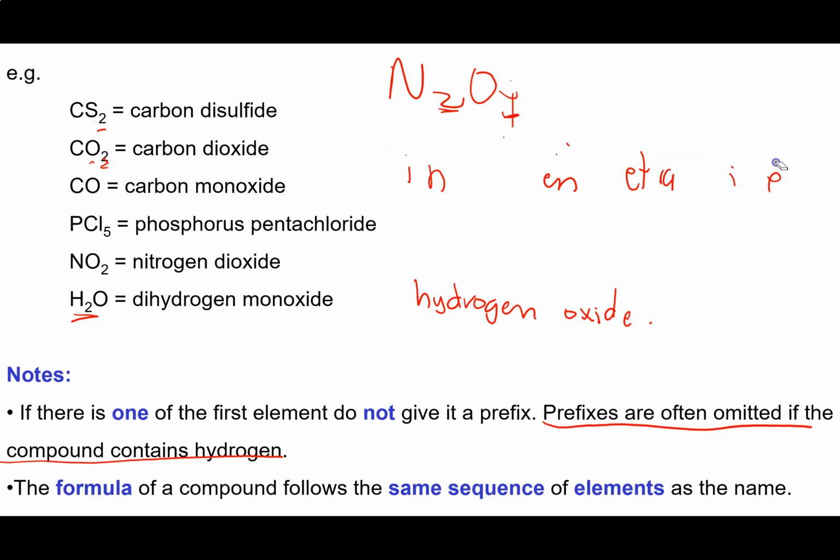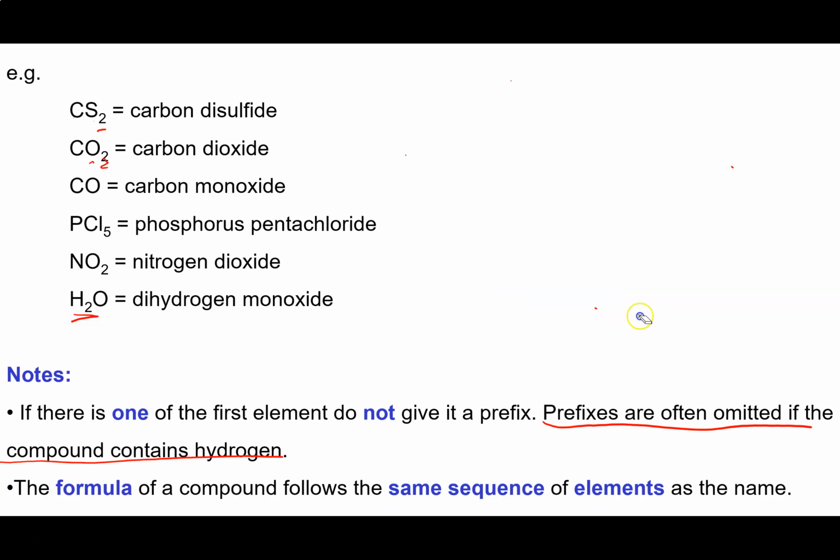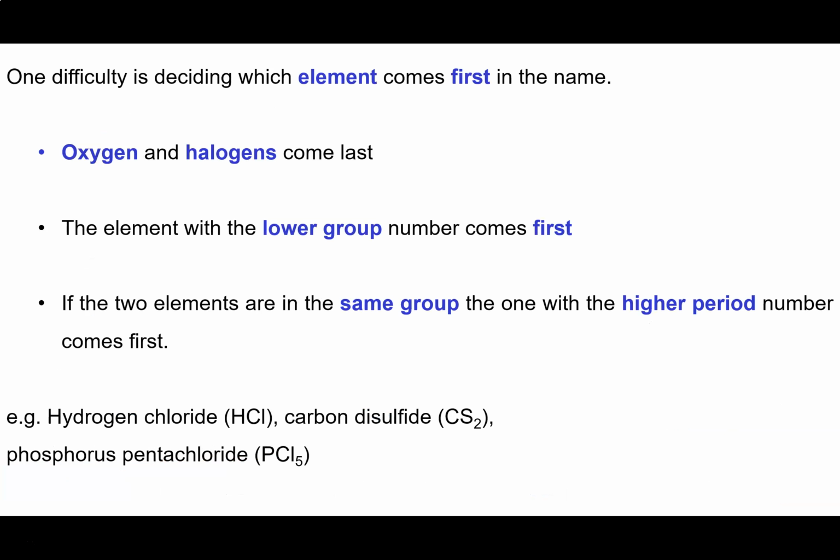So there's a bunch of these. You can see the big exception that we're using here is that if there is only one of the first element, no need to put the mono there. The formula and the name follow the same sequence of atoms. Sometimes they have a description of the compound that is formed between these elements, and so you have to decide what comes first in the name and the formula.